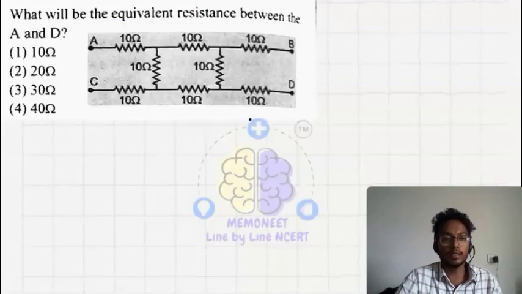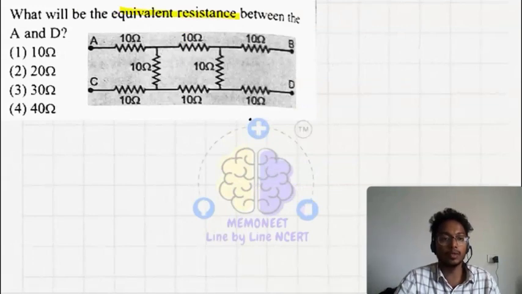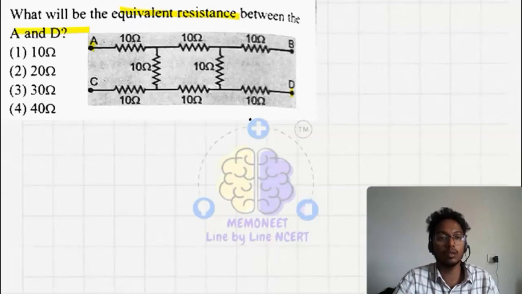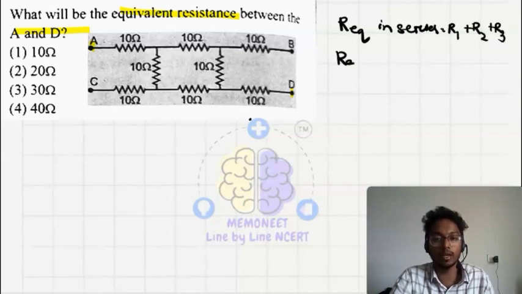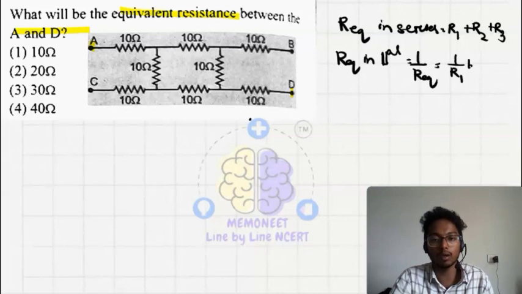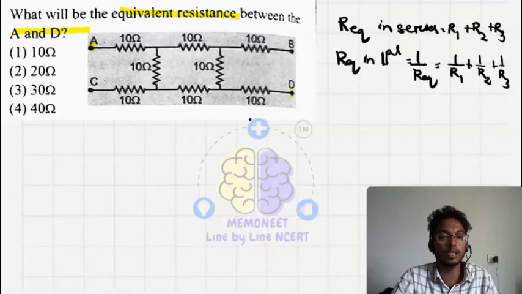Okay, here let's see this circuit. What will be the equivalent resistance between the A and D? Which point? A point and D point. Okay, so if I talk about the equivalent resistance, we know that R equivalent in series is R1 plus R2 plus R3, then R equivalent in parallel is 1 upon R equivalent equals 1 upon R1 plus 1 upon R2 plus 1 upon R3. Okay.